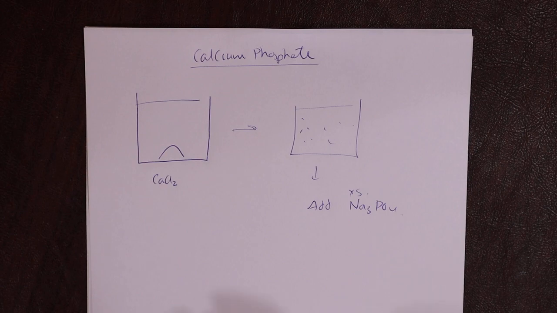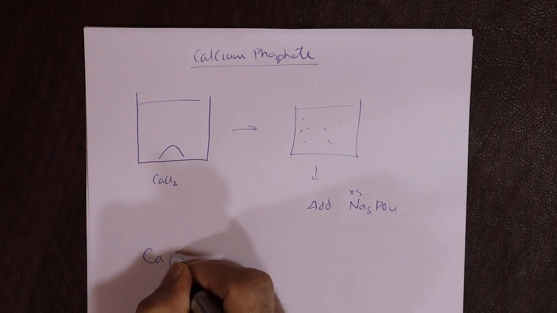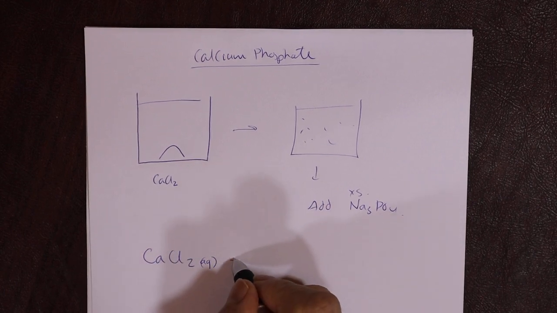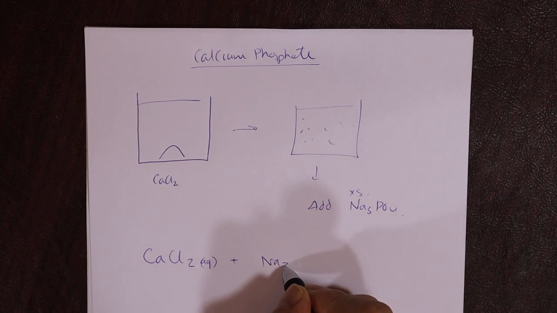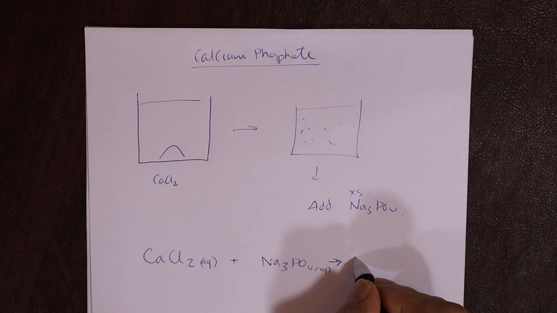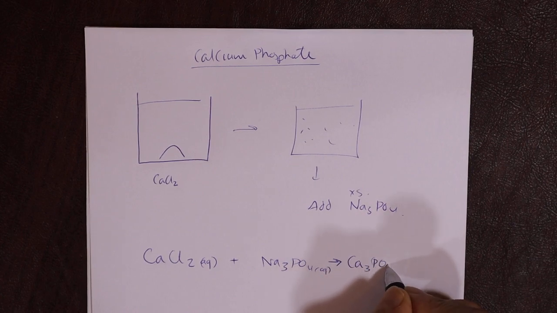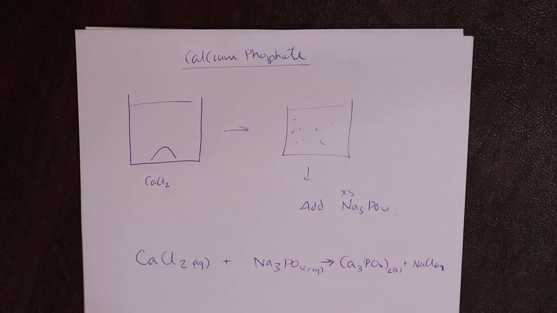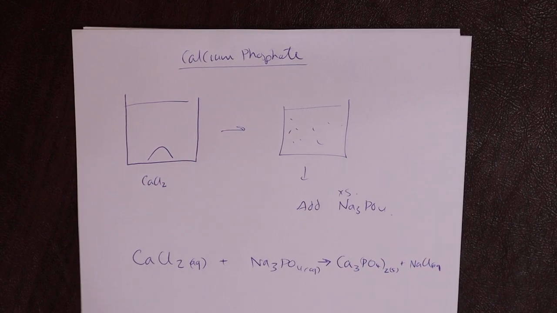But then we have our reactants, okay? So we have calcium chloride aqueous plus sodium phosphate aqueous turns into calcium phosphate solid plus NaCl aqueous. Okay, and that was the reaction you had, right? Okay, now we have to balance that up.